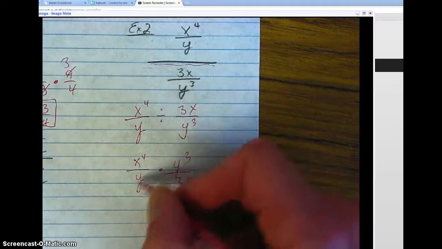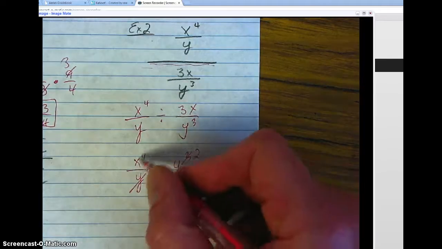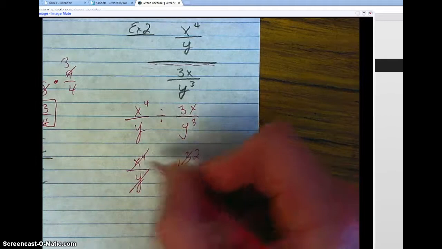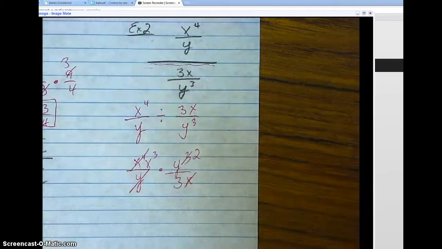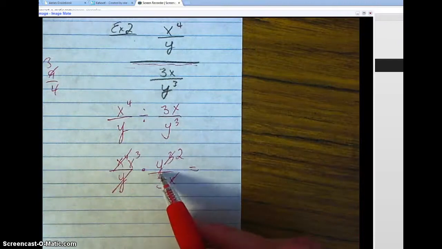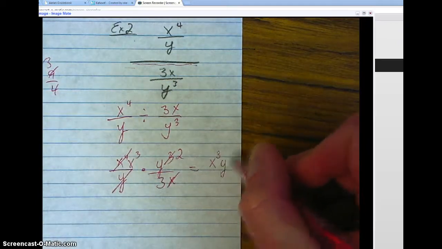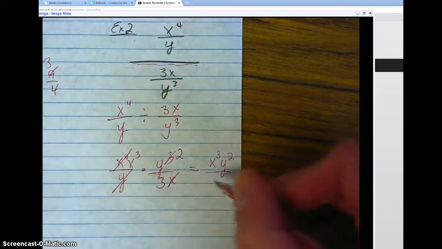So hopefully you see that you can cancel y here and make this y squared. Cancel x to the 4th here with this x and make this x to the 3rd. And then there's no other coefficients other than 3, so all you have left is x to the 3rd times y squared over 3.